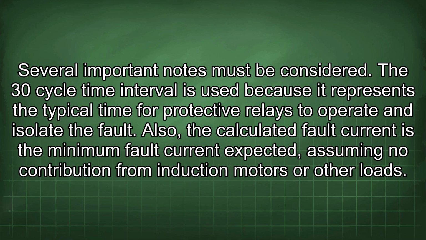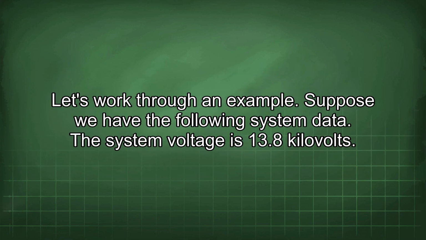Several important notes must be considered. The 30-cycle time interval is used because it represents the typical time for protective relays to operate and isolate the fault. Also, the calculated fault current is the minimum fault current expected, assuming no contribution from induction motors or other loads. Let's work through an example.